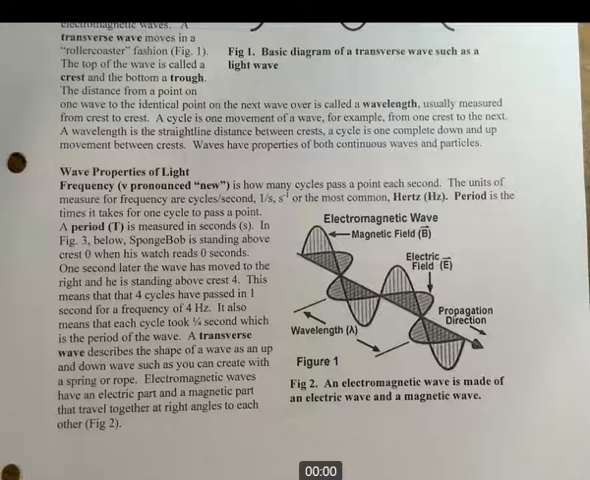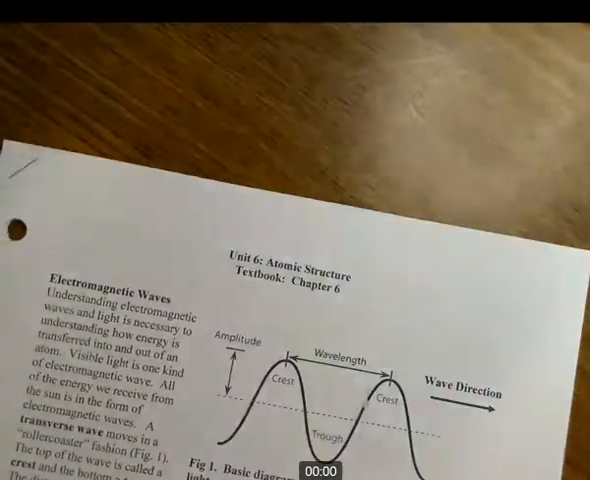Period is the time it takes for one cycle to pass a point. The period, which has the abbreviation capital T, is measured in seconds. In Figure 3 below, SpongeBob is standing above crest 0 when his watch reads 0 seconds. So let me flip over to that real quickly and show you what we're talking about here.